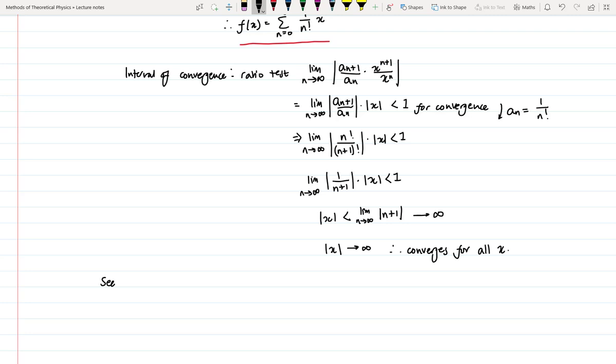I'll just note that on Blackboard, on the page for this week, there's some additional content that shows you what a finite interval of convergence looks like.